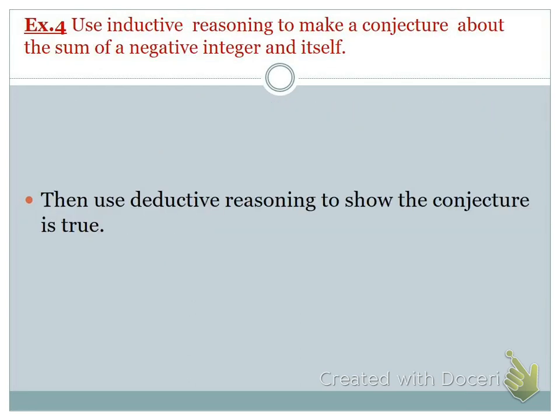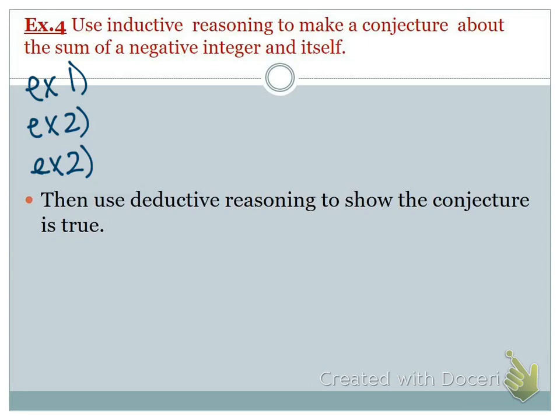All right, let's move on to example 4. Use inductive reasoning to make a conjecture about the sum of a negative integer and itself. So inductive reasoning, that's what we were doing in 2.1. That's when we had to make observations or look at examples. So I am again going to want to look at a couple examples. Let's do 3 examples of this situation. And then we can come up with our conjecture.